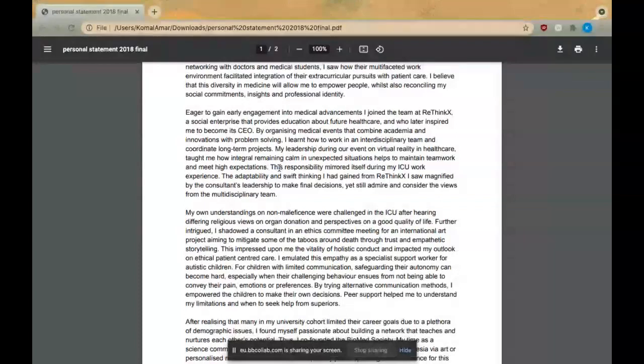So for example, here I've talked about my leadership, and how it's important to remain calm in unexpected situations, and how important it was to maintain teamwork to meet high expectations. Now I've said this responsibility I've had mirrored itself in my ICU work experience. The adaptability and swift thinking I gained from this experience, I saw magnified by the consultant. So I'm basically saying the skills I've got, I've seen the consultant have.